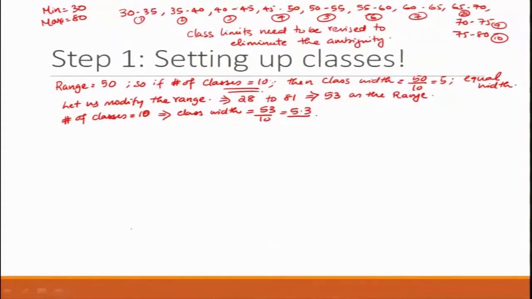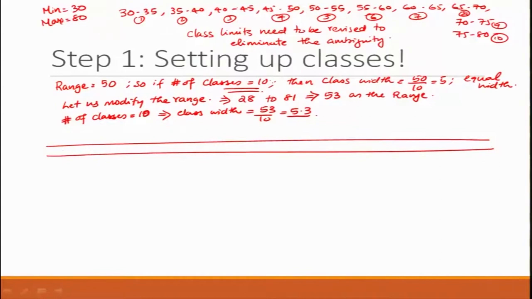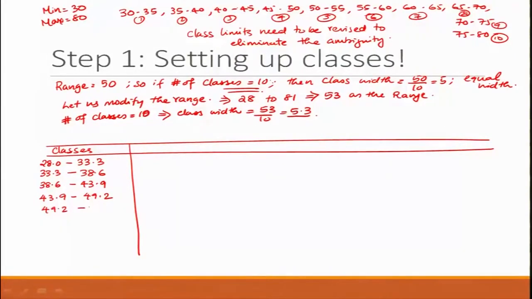So, now our next step is to create the frequency distribution. So, I am going to do it like this. I will say it as classes. The classes will start at 28.0 and if you add 5.3 to this, it will become 33.3. Then the next one will be 33.3 to 38.6. Then from 38.6, it will move to 43.9. Then 43.9 will go to 49.2. Then 49.2, if you add 5.3 to it, you will get 54.5.